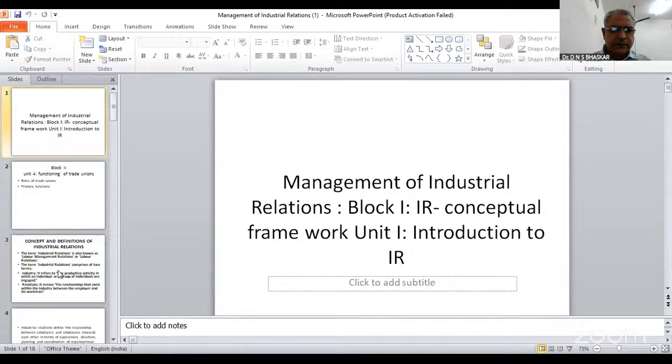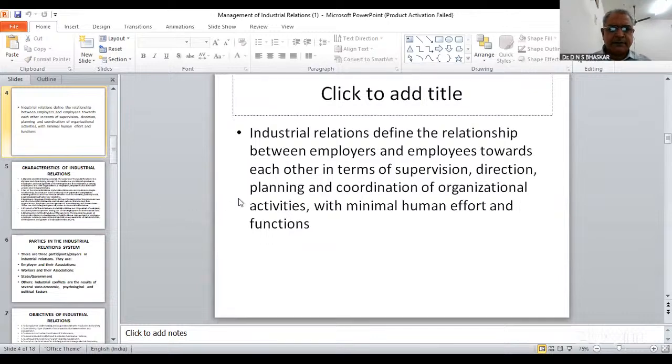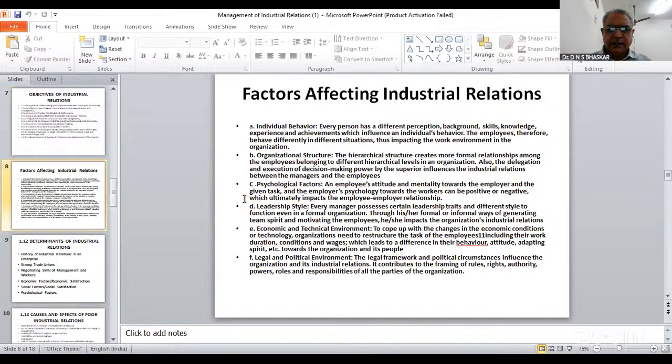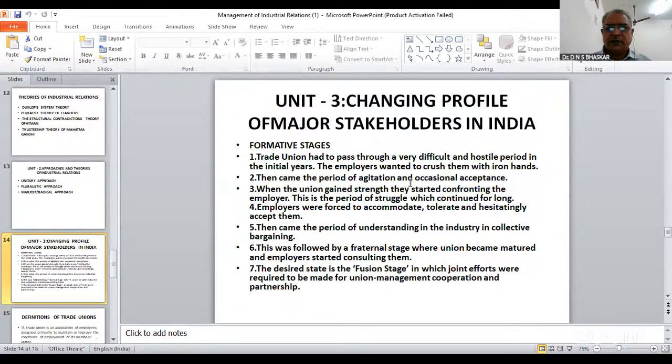Concepts and definition of industrial relationship are also completed. Parties and the objectives of industrial relationship, and how better they are, all these aspects were given to you in the previous session. Then determination of industrial relationship, theories of industrial relationship, and now we are going to talk about unit 3, that is the changing profile of major stakeholders in India. What is the changing profile of the major stakeholders in India?